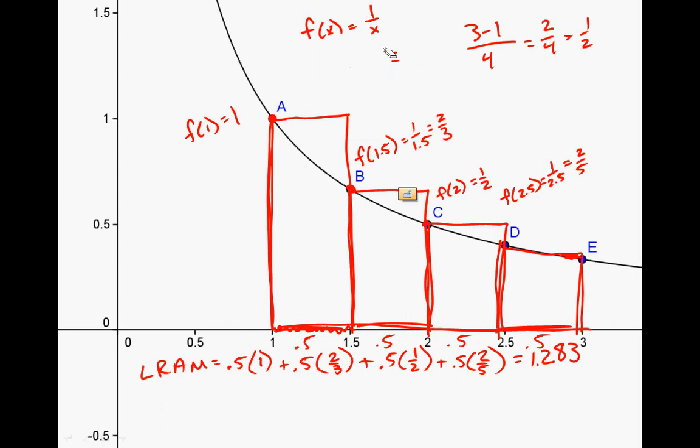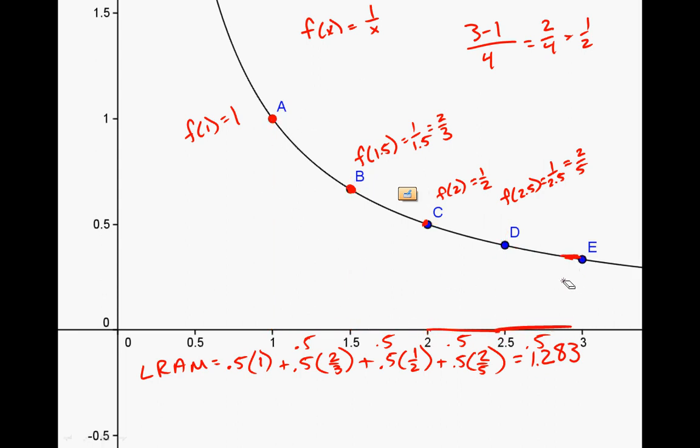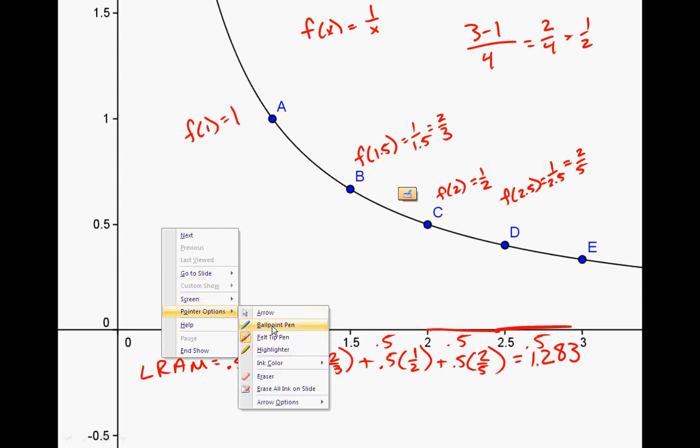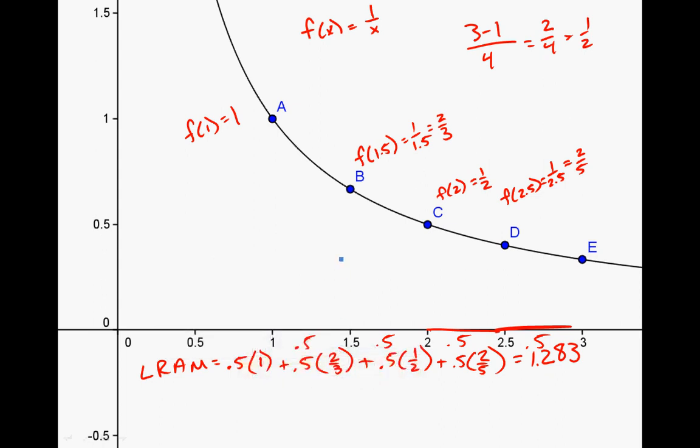All right, now what I'm going to do is go for the right rectangle approximation method. So let me do some cleaning up here. I can leave a lot of that, because a lot of that will still be helpful, but I'm going to switch colors. So I'm going to go with blue. All right, so now we want to do the right rectangles.